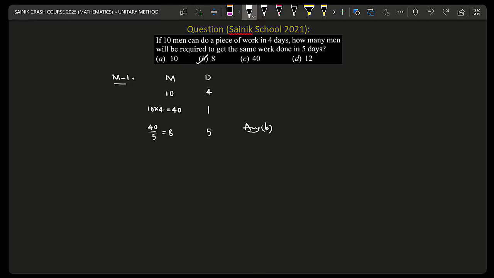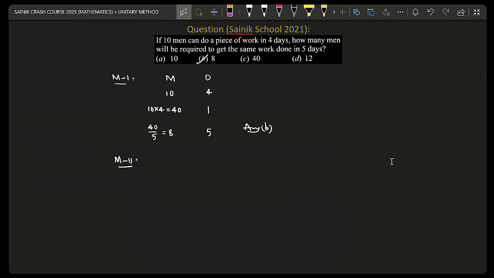This is unitary method. That means before finding the actual value of required number of articles, we find the value of one article. That is unitary method. Now method number 2. I want anybody to solve this in proportion method. Harini, can you answer this in proportion method, using direct and inverse proportion?